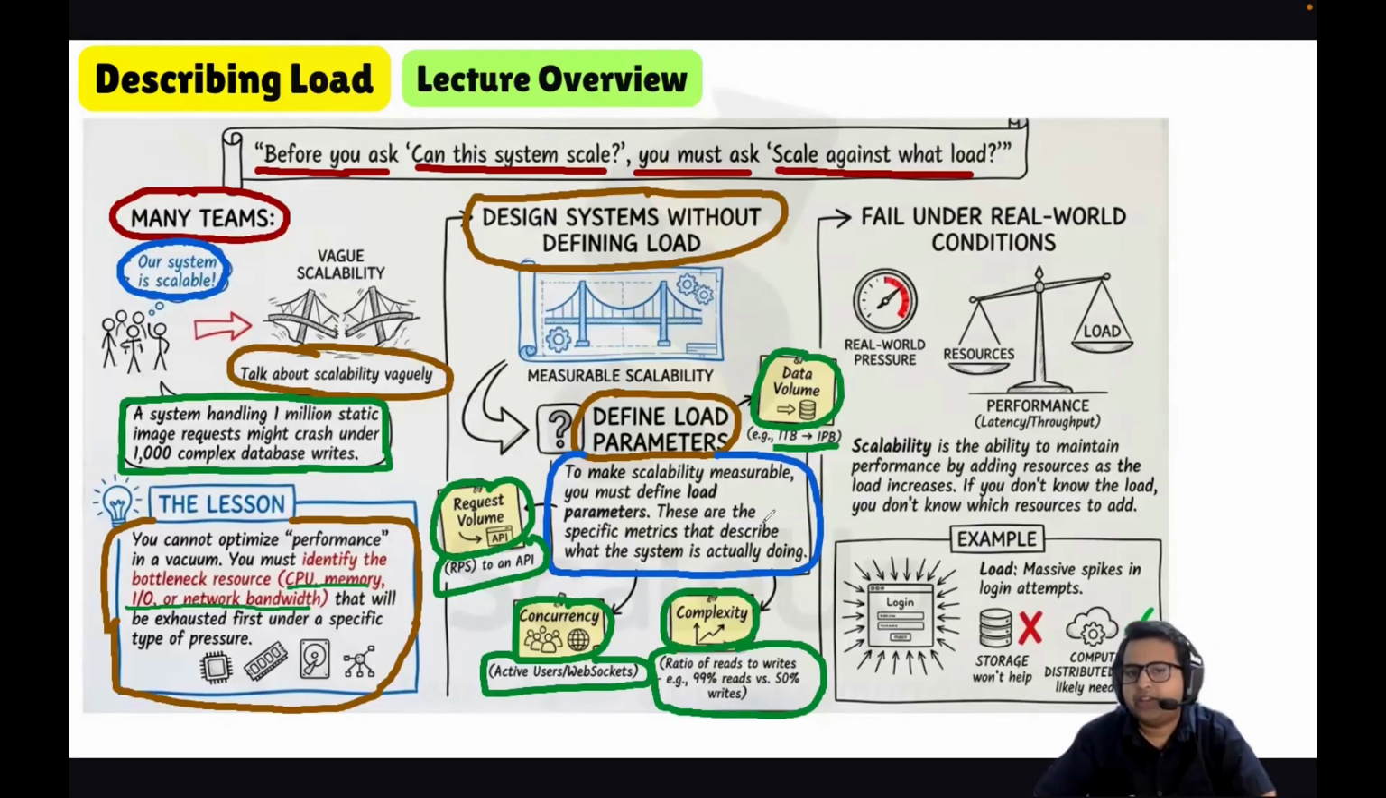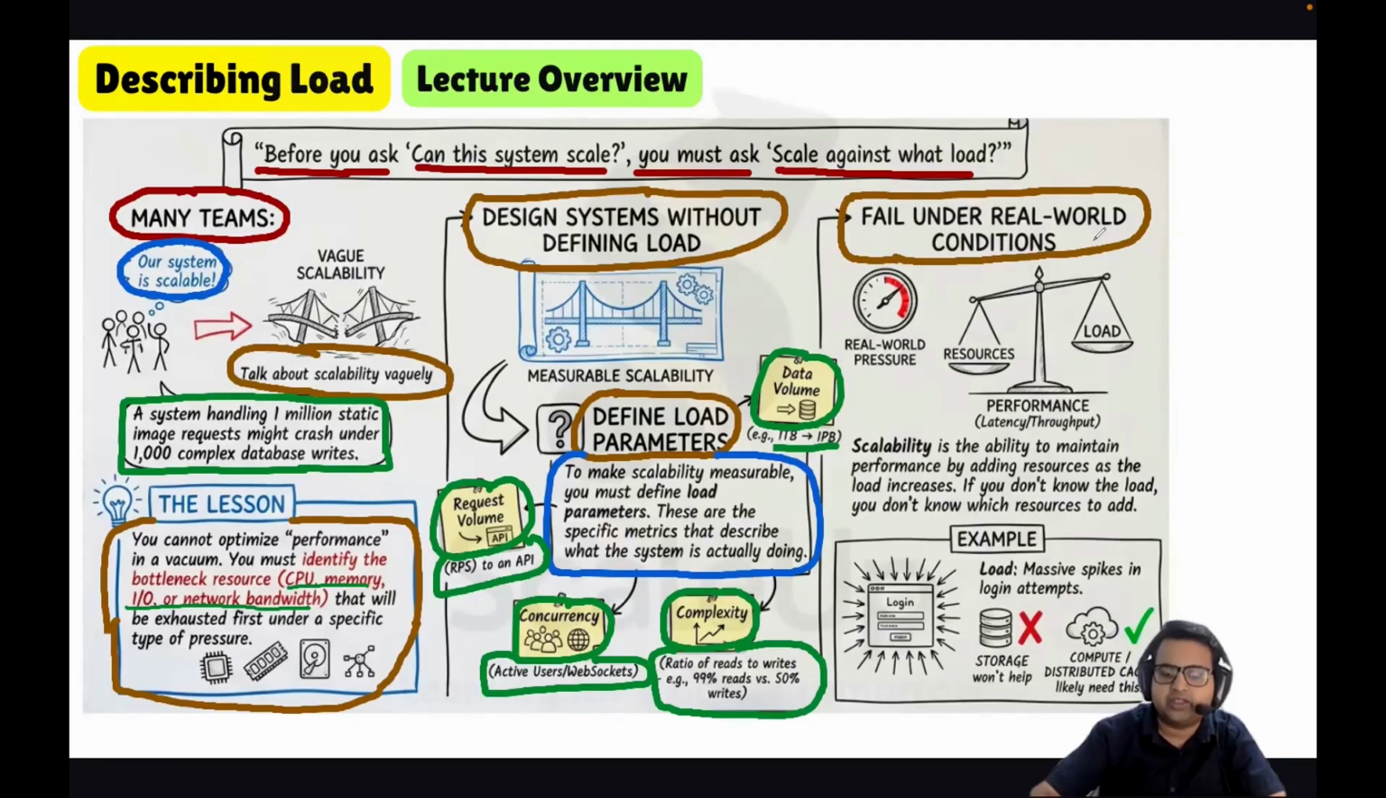The load parameters include the request volume, that is the requests per second to an API, the data volume, the concurrency, that is the number of active users or web sockets, and the complexity, like the read write ratio. That is why many teams talk about scalability vaguely and design systems without defining loads, and they end up failing under real world conditions.